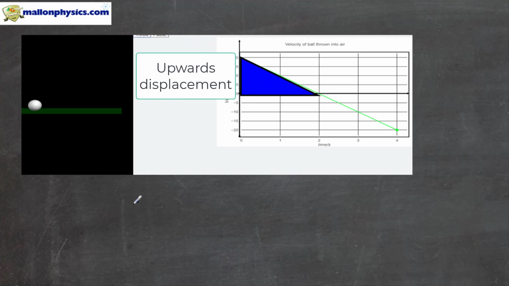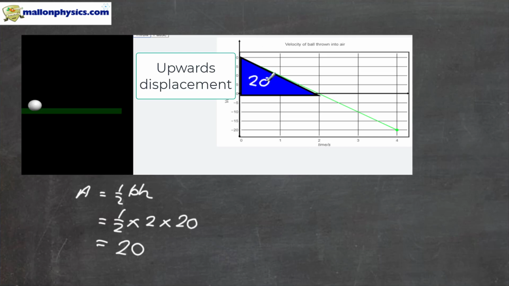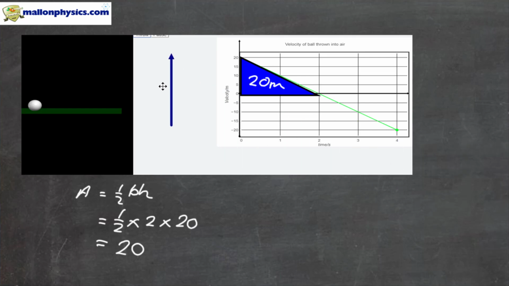So the triangle has a base of 2 units and a height of 20. So the area of that triangle is going to be 1/2 times the base times the height, which equals 1/2 times the base, which is 2, times the height, which is 20. So that's going to give us a number of 20, which corresponds to a displacement upwards of 20 metres. So I now know that that ball was displaced upwards by 20 metres, and I can draw its displacement vector from the ground like that, and I know its value is going to be 20 metres upwards.